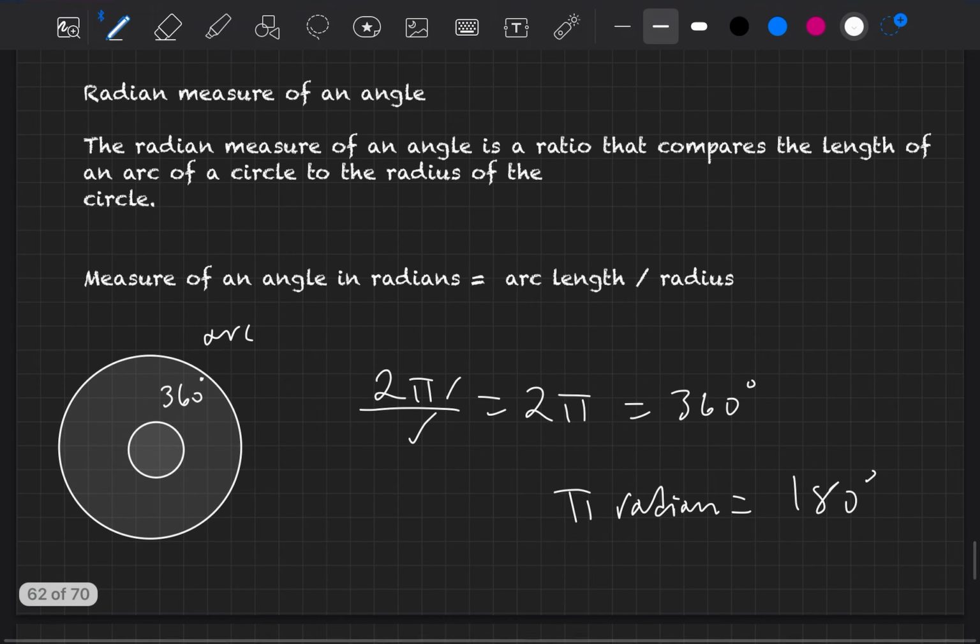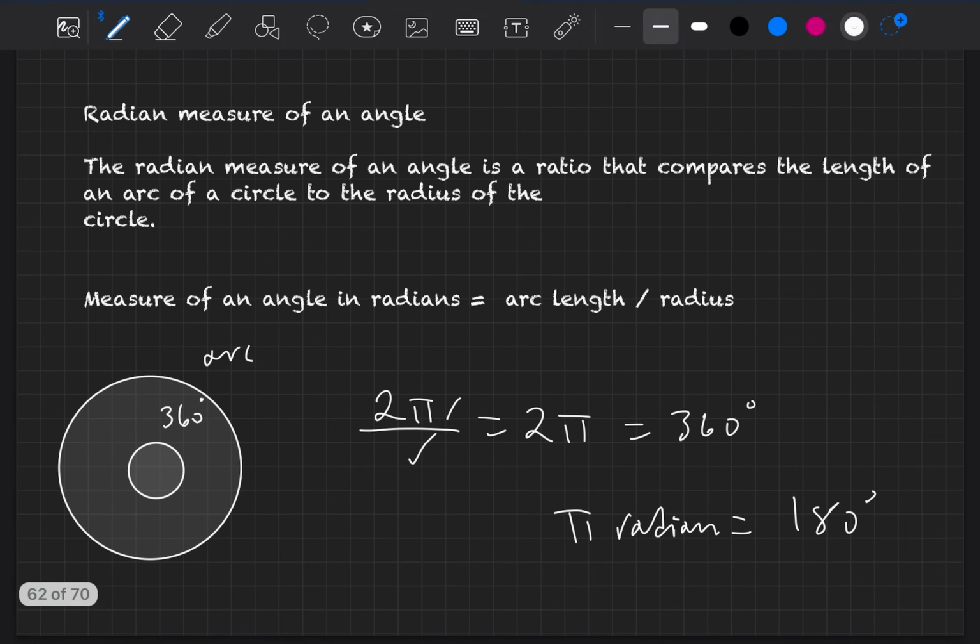Okay, let's talk about now the radian measure of an angle. This is a ratio that compares the length of an arc of a circle to the radius of the circle. So you can write this as arc length over the radius. And we know that one complete rotation is 360 degrees, and the arc length for one complete rotation would be 2 pi r, because the circumference of the circle is 2 pi r.